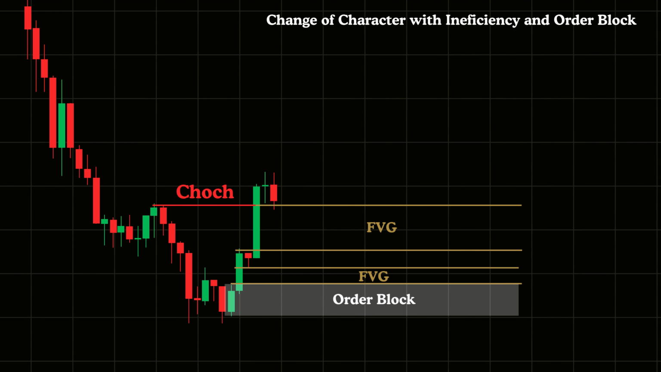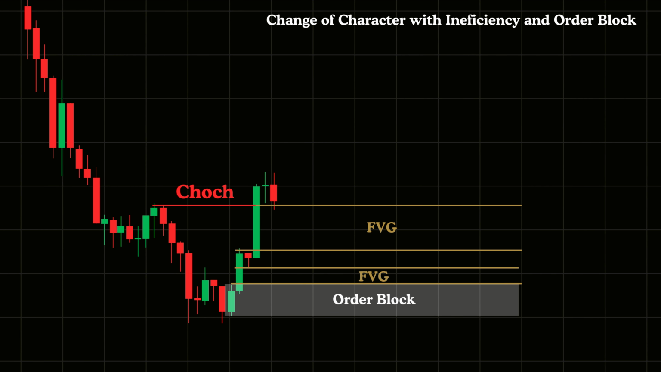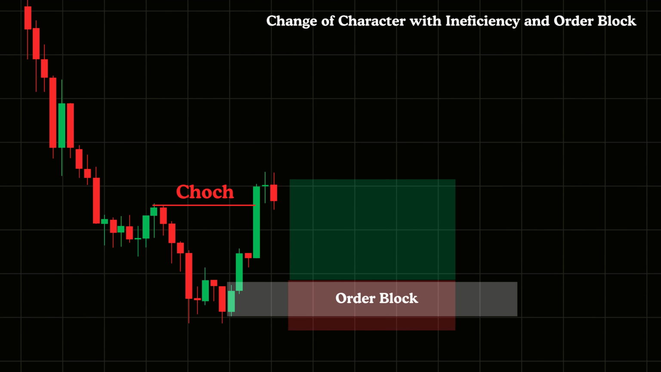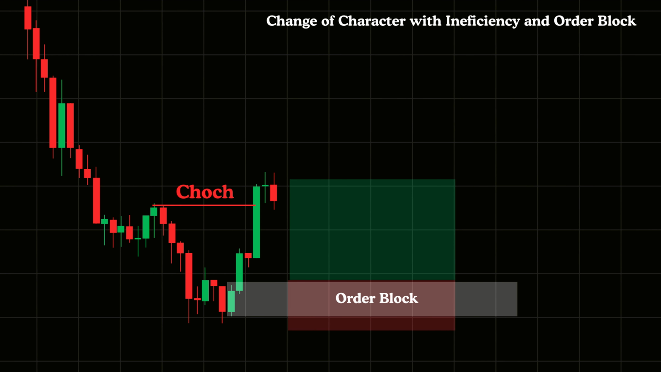When the change of character is followed by price inefficiency and the formation of a new order block, we place a buy limit order slightly above the newly formed order block, a spread size above. Our stop loss is positioned just below the swing low for proper risk management.